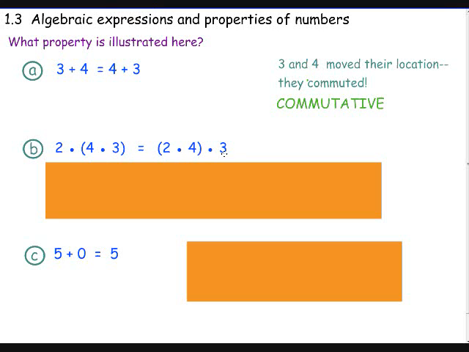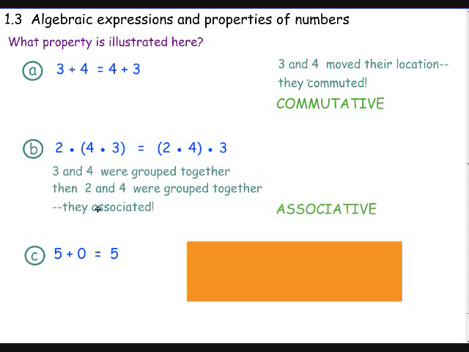On this one, we've got 2 times 4 times 3. 2 times 4 times 3. The positions are exactly the same, so we're not talking about commutative. What do we see that's different? All the parentheses are doing here is associating the last two terms, and here associating the first two. So no surprise to us, this is the associative property.